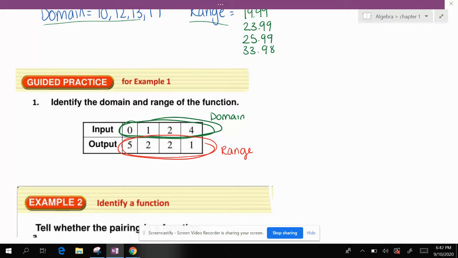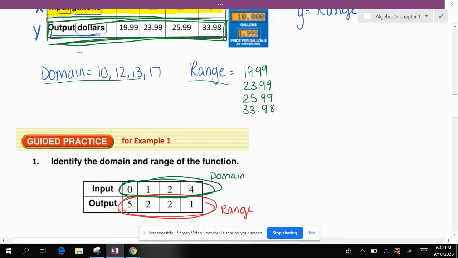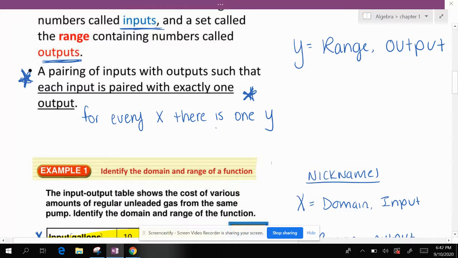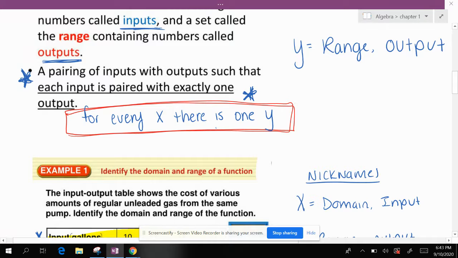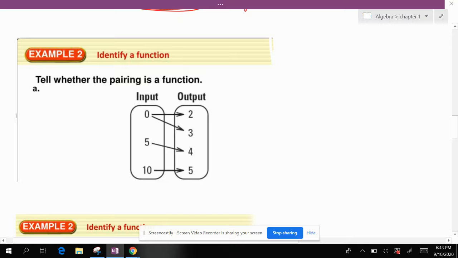All right, now for that slide that had a whole bunch of words on it, and I was talking about a function machine, this part, where you were probably like, what the heck is she talking about? Now here's an example talking about those words. Tell whether the pairing is a function. So in order to be a true function, for every x value, there's only one y value. So let's look for every single x. So remember, input is x, output is y.